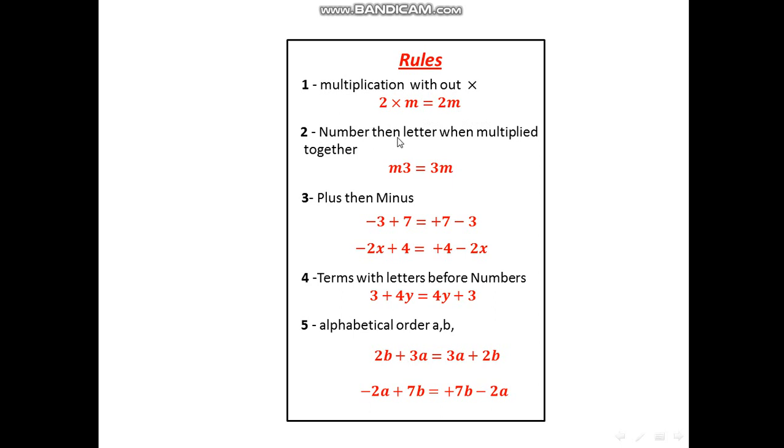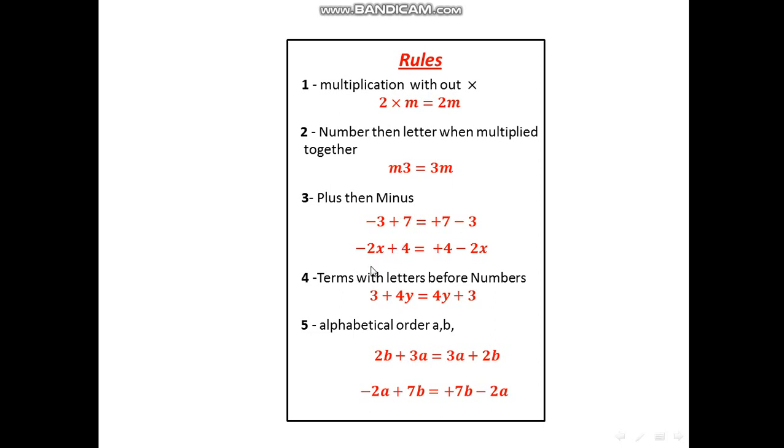Rule number 2, number then letter. In any equation, the number comes before the letter. The third rule, plus before minus. This is the most influential rule here, the most powerful rule. Minus and plus. When you see an equation with minus and plus, immediately change it to plus then minus. Always the plus comes before the minus.